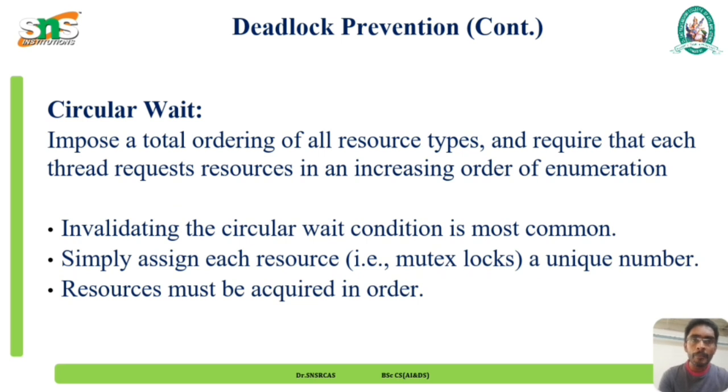And coming to circular wait in deadlock prevention, it imposes a total ordering of all resource types, which means each thread must request resources in an increasing order of enumeration. So invalidating the circular wait condition is the most common approach. Simply, it assigns each resource a unique number, and the resources must be acquired based on the already assigned order.